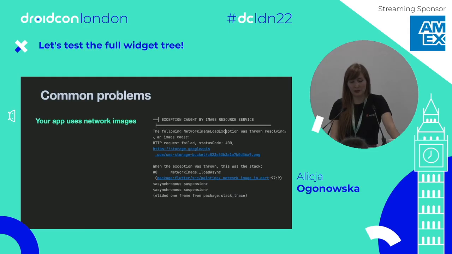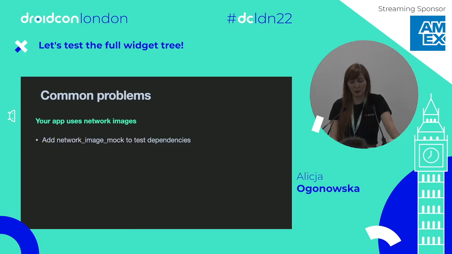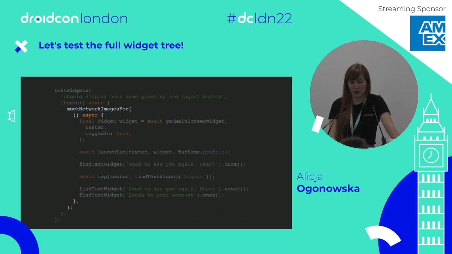And if your app uses network images, widget tests also have problems with that. For that, there is the network_image_mock test dependency that you can add, and you just have to wrap your test with mockNetworkImagesFor, and then it will start working.